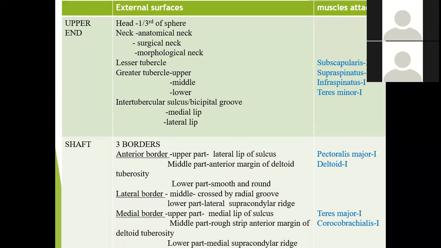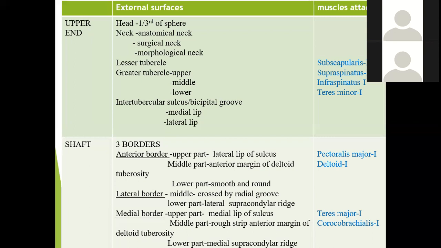So next we are coming for the intertubercular sulcus. Here we can see the medial lip and lateral lip. This also gives attachment for muscles. In the next tabular column, we'll talk about the muscles attached here.